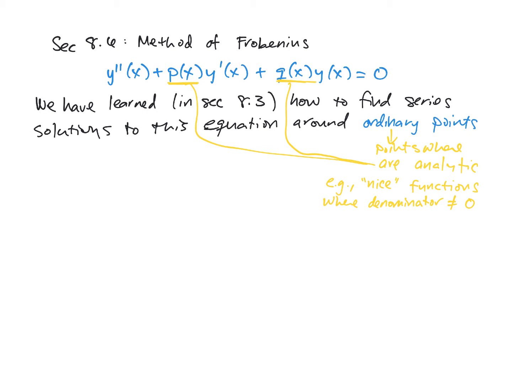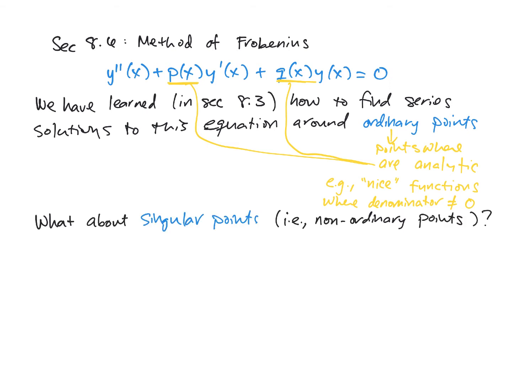Now, we're skipping a couple sections just in the interest of time. And one of the sections we're skipping is 8.4, which is some theory about how if you have ordinary points, then the series solutions always exist. But we're concerned about what if we don't have an ordinary point? What if we have some point of our equation that is actually a singular point?